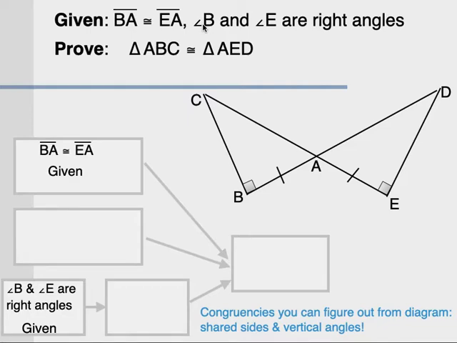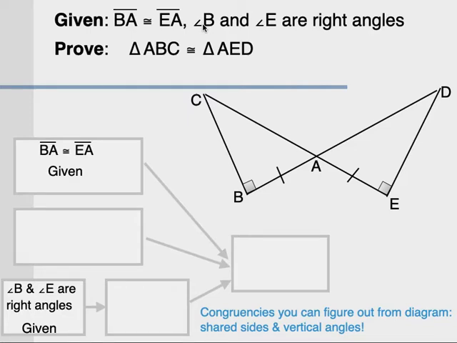The types of congruencies you can figure out from the diagram generally boil down to either vertical angles or shared sides. So if there's a side that's between your two triangles, that's a side for both the triangles. You could use the reflexive property and use that for another pair of sides. If you have two lines crisscrossing and making an X, you know opposite sides of an X are equal because vertical angles are always equal to each other. So if you look for shared sides or vertical angles, that usually helps you figure out more congruencies between your two triangles.